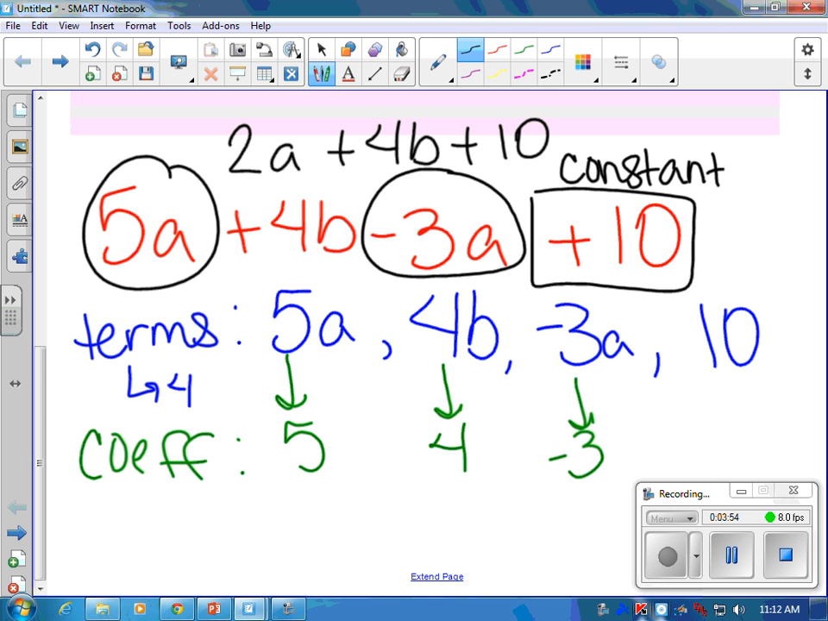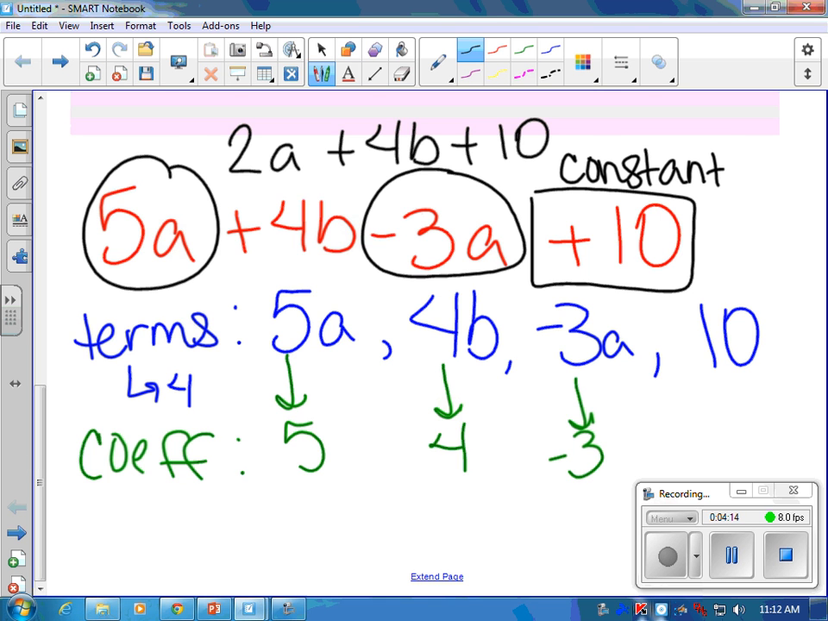And we just want to keep in mind, when we're writing in math, we want our variables to be in alphabetical order. A comes before b. And we always put our constant at the end. So your final answer, just make sure you have alphabetical order with the constant at the end of the expression. Any questions about these? Okay.